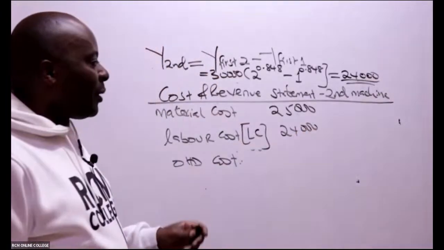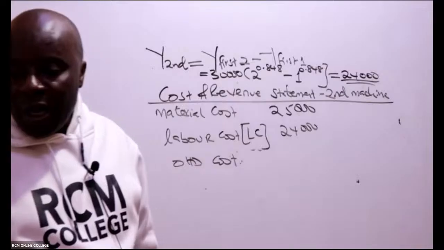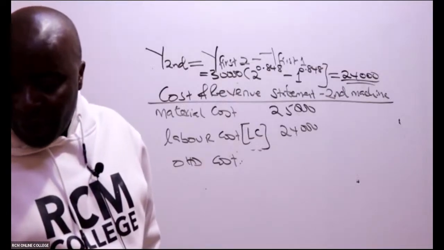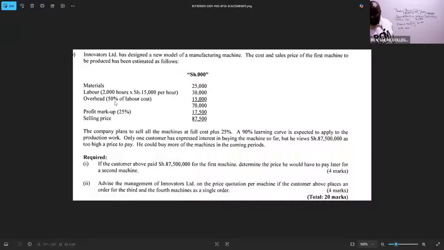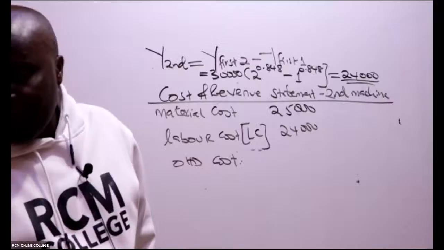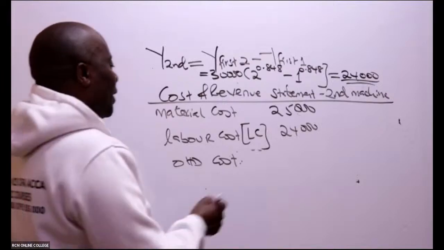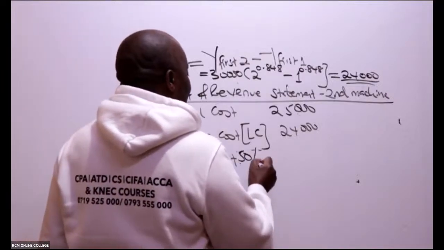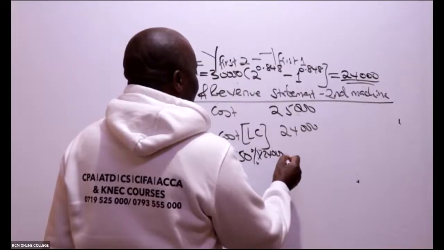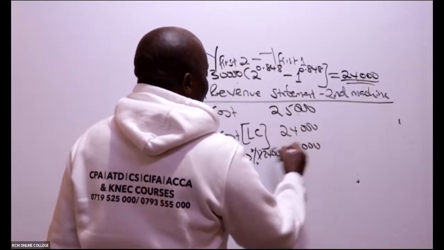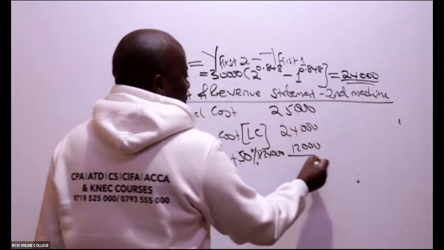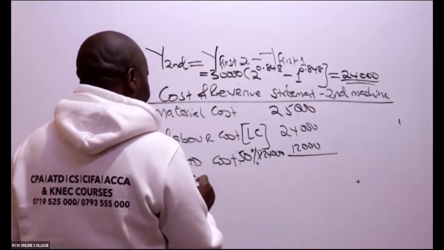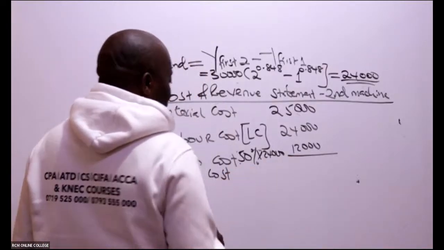So what have they told us about overhead cost? There is a way of getting this. For overhead cost, they'll always tell you the way of absorbing them. Overheads are common. They've given a criteria here: it's 50% of labor cost. So in this case, overheads will be 50% of 24,000. It gives us 12,000. So give us total cost.